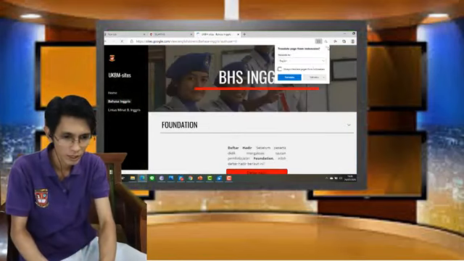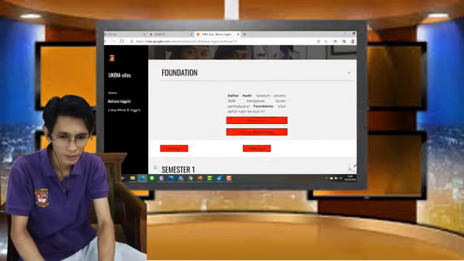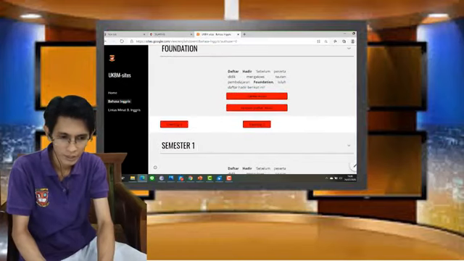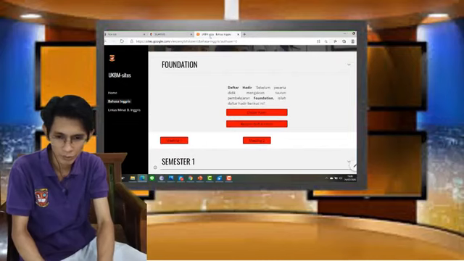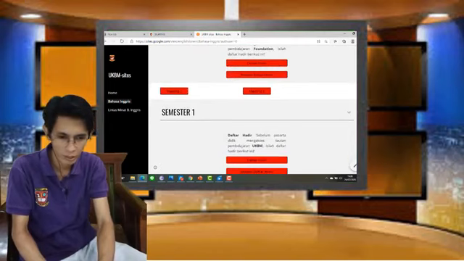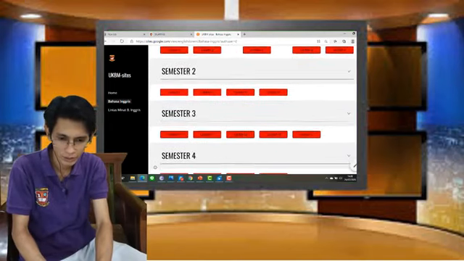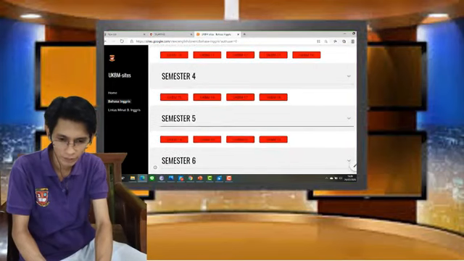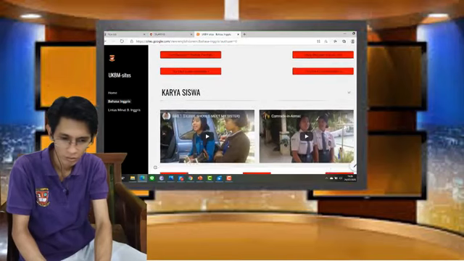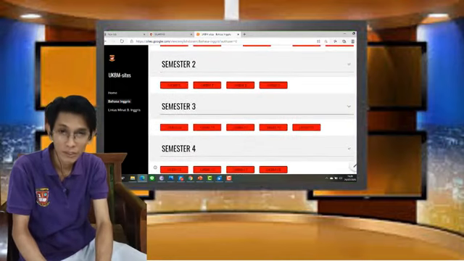In Bahasa Inggris, there are two main programs. The first one is called Foundation, and the second one is the regular one, starting from the first semester until the sixth semester. You can see from this one, we will study during 3 years in SMA Negeri Bali Mandara.